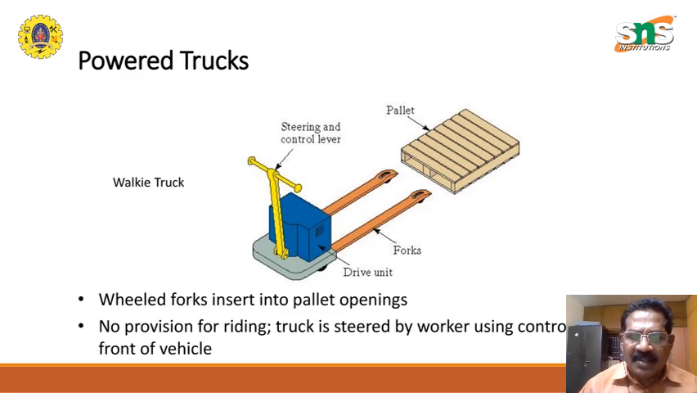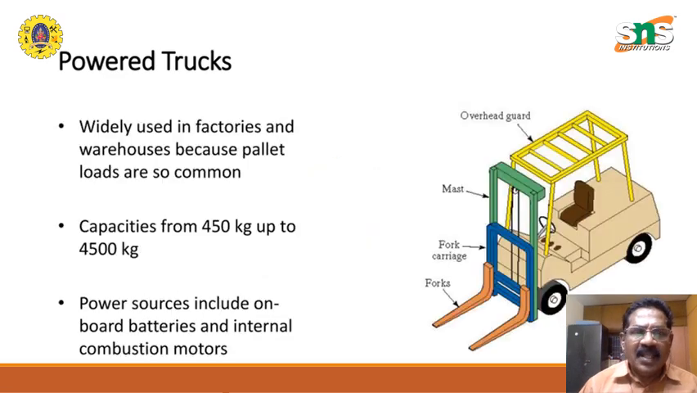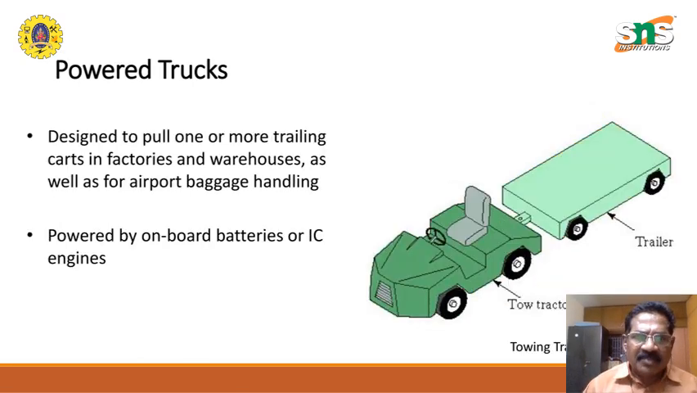The truck is steered by the worker using the control in front of the vehicle. This is the powered truck. Now in the next version, people can sit here. The operator can sit on this, and full visibility is there. You have a fork carriage, and the forks enter again into the pallet and lift the weight that has to be carried.